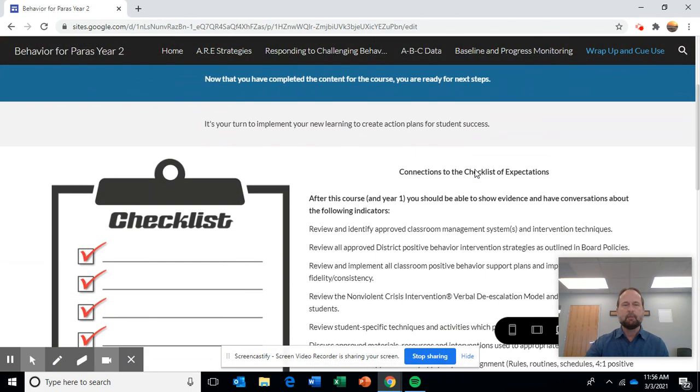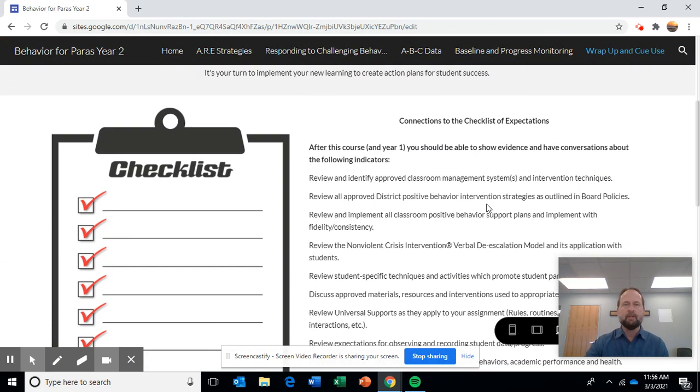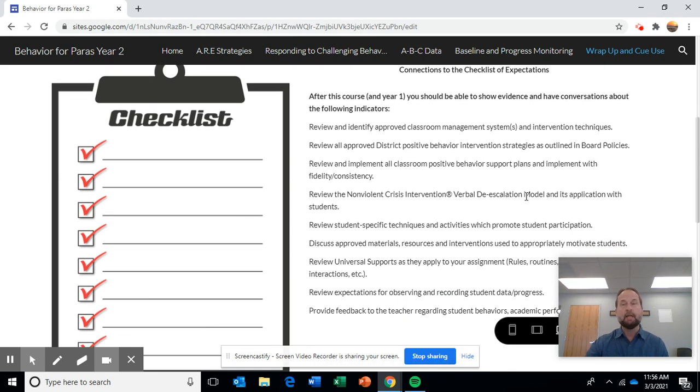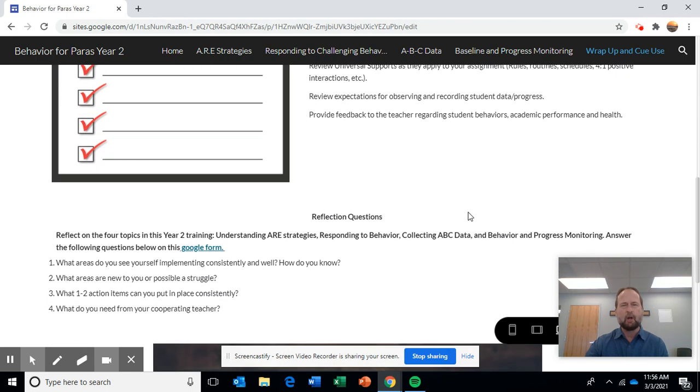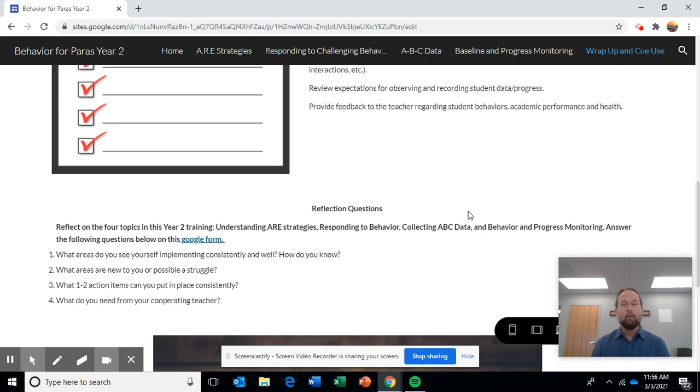These are next steps you can consider in making those connections back to your checklist of expectations, so that when you are sitting down with your supervising teacher and or the team, you're sure that you're on target about what you might need to do with regards to building your skill and knowledge, and also ensuring that you're asking the right questions to get the resources and supports that you might need.